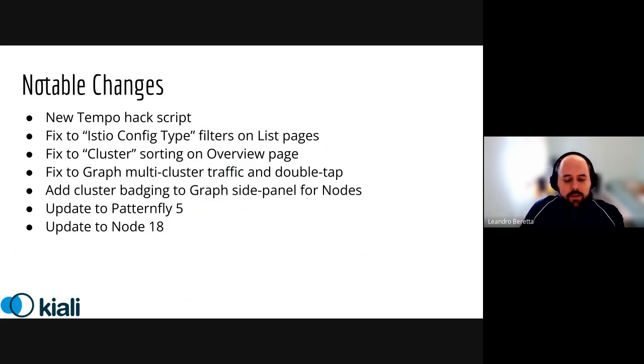Apart from that, we fixed some things from the graph, especially when the user is on multi-cluster. We added some badging related to where the node is, in which cluster it is, so the user can see it better now. And also an issue that was happening on the double tap on a node that was taking you to the wrong cluster. That is fixed now. We commented already that we migrated to PatternFly 5, so that is a huge step. And finally, we also updated the front end to Node 18.